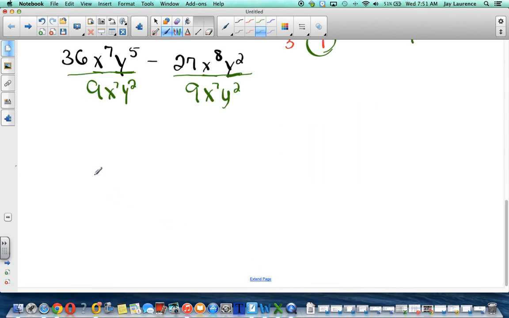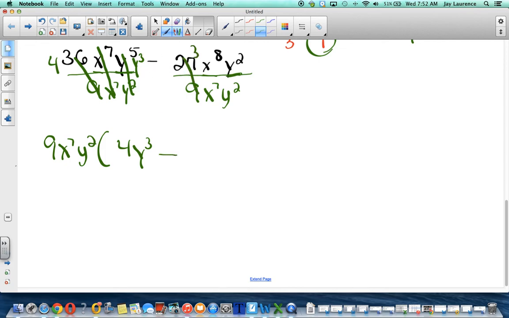The GCF comes out front when I do that. I'm actually undistributing here. We're going to call it factoring soon, but for right now, undistributing works really well. 36 divided by 9 is 4. x to the 7th will cancel. y to the 5th over y squared, I think that'll be y cubed. Now notice I don't put the multiplication symbol in there. See my subtraction sign? I need it. 27 divided by 9 is 3. x to the 8th over x to the 7th will be x. The y squareds cancel, and there you go.